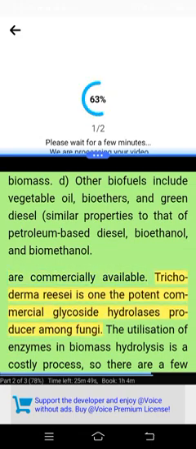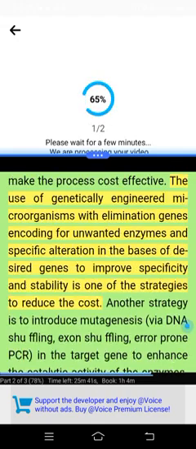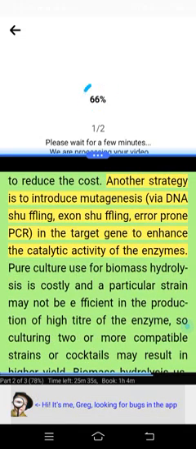are commercially available. Trichoderma reesei is one potent commercial glycoside hydrolase producer among fungi. The utilization of enzymes in biomass hydrolysis is a costly process, so there are a few strategies which can be adopted to make the process cost-effective. The use of genetically engineered microorganisms, with elimination of genes encoding unwanted enzymes and specific alteration in the bases of desired genes to improve specificity and stability, is one of the strategies to reduce the cost. Another strategy is to introduce mutagenesis via DNA shuffling, StEP shuffling, or error-prone PCR in the target gene to enhance the catalytic activity of the enzymes.